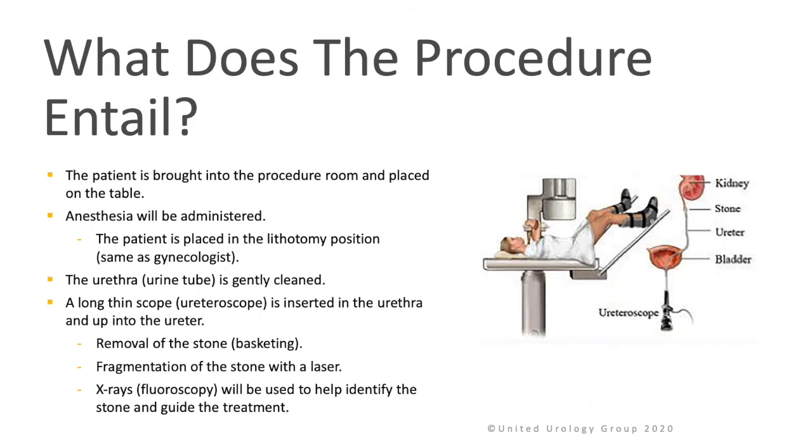What does the procedure entail? The patient is brought into the procedure room and placed on the table. Anesthesia will be administered. The patient is placed in the lithotomy position, which is similar to a gynecologic exam. The urethra, which is the urine tube, is gently cleaned. A long, thin scope, the ureteroscope, is inserted into the urethra and up into the ureter. The stone then can be removed with basketing or fragmented with a laser. Usually, X-rays, known as fluoroscopy, will be used to identify the stone and help guide the treatment.